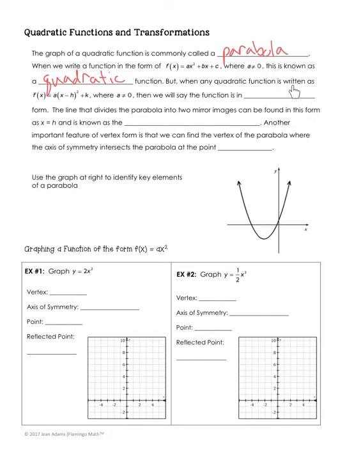But when any quadratic function is written as f of x is equal to a times x minus h squared plus k, where a cannot be 0, then we will say the function is in vertex form. So this is one of the most useful forms for graphing. So we'll look a lot at vertex form. Also, this is called standard form. So standard form and vertex form will be important.